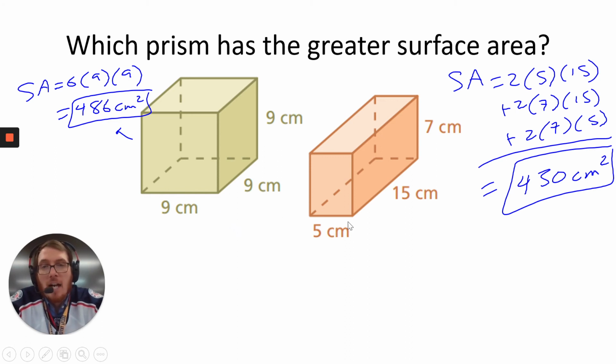Notice here that the dimensions, if I take 9 plus 9 plus 9, that's 27. If I take 5 plus 15 plus 7, I also get 27. So just because the 3 side lengths add up to be the same number does not mean they have the same surface area. The cube has a higher surface area than this rectangular prism does. Okay, and the volumes will probably be a little bit different as well.